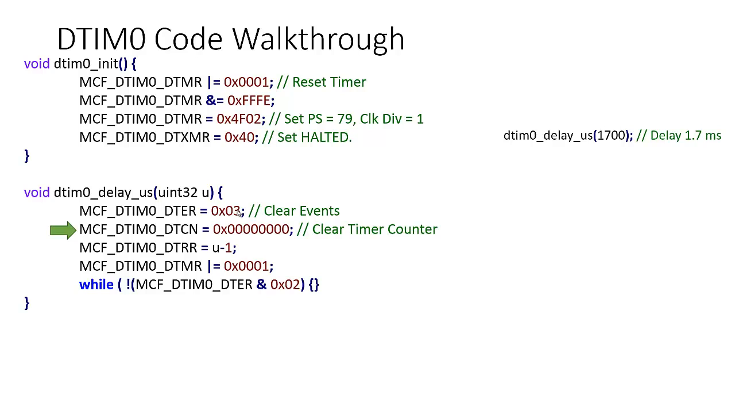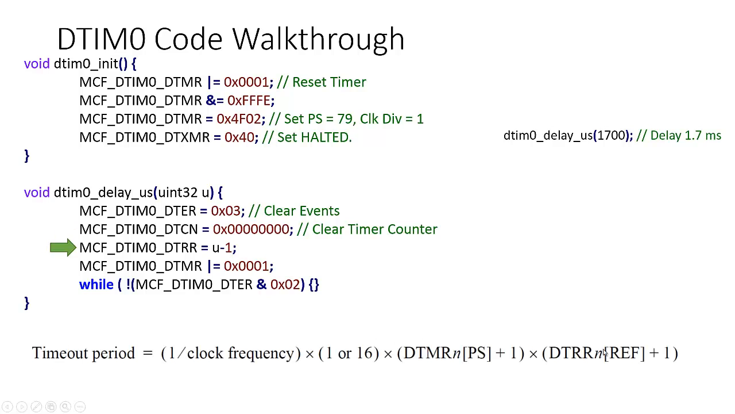The next instruction clears the timer counter, right? That's all it does, is reset the timer counter to 0. Then the next instruction after that sets the reference register to U minus 1. And you might be asking why we subtract 1 here. The reason is that we want to look back at this equation again. The timeout period, if we have our clock set up to be ticking at a certain rate, is going to be however many ticks are in the reference register plus 1.